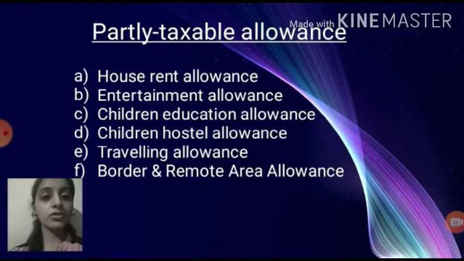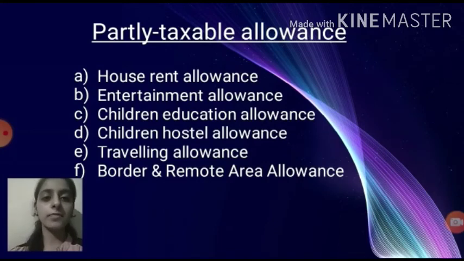This type of allowance is paid to an employee by his employer in cash at regular intervals for the hospitality of customers. Next is children education allowance. The amount received for children's education will be tax free up to rupees 100 per child per month, for a maximum of 2 children. Next is children hostel allowance. The amount received as children hostel allowance will be tax free up to 300 rupees per child per month, for a maximum of 2 children.